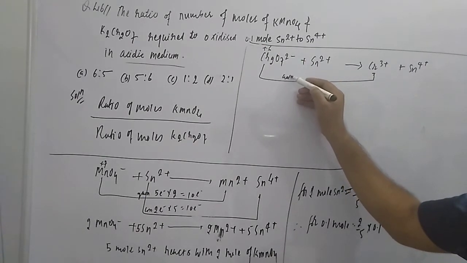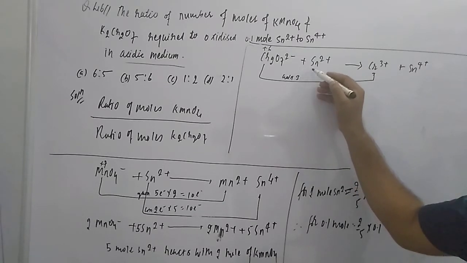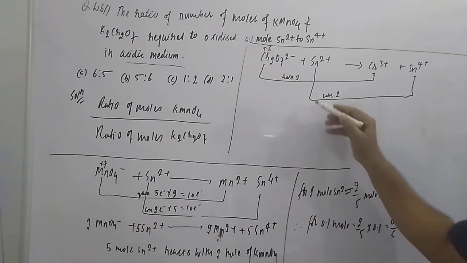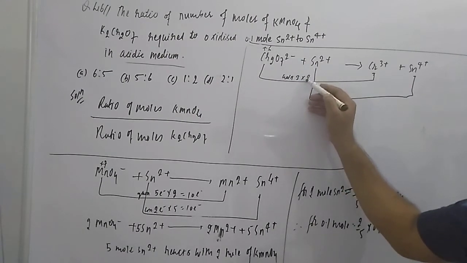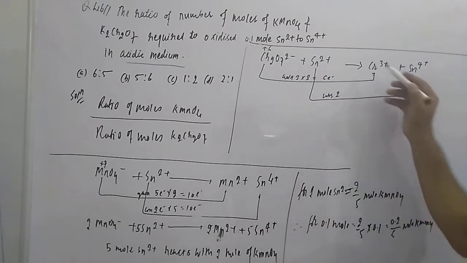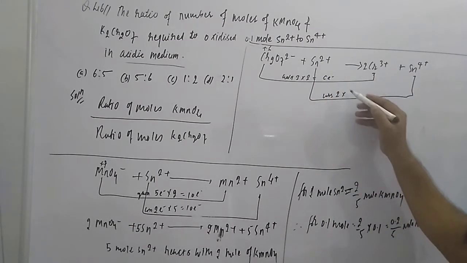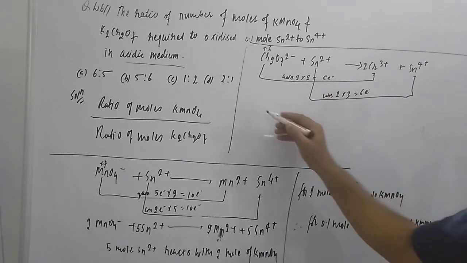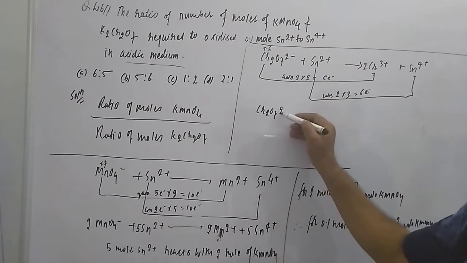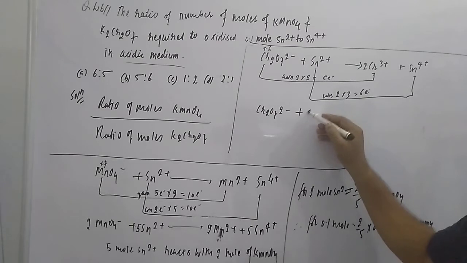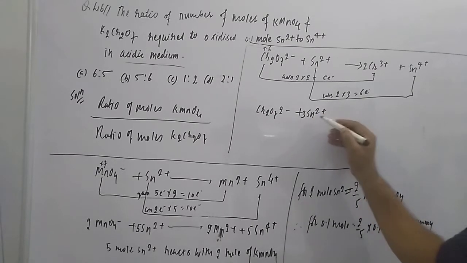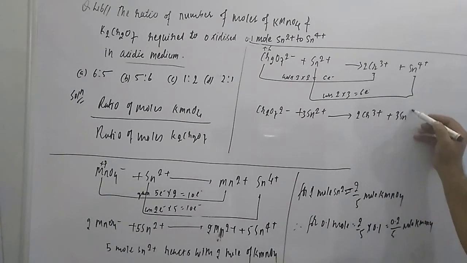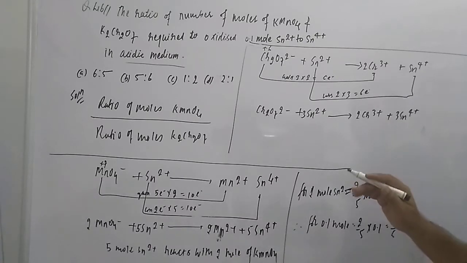That is a gain of 3 electrons per Cr. For Sn, the loss is 2 electrons. But here there are 2 Cr, so multiply by 2, so the gain is 6 electrons. To get 6 electrons on the Sn side, we have to multiply by 3, so the electrons cancel out. So now: Cr2O7 2 minus plus 3 Sn2+ giving rise to 2 Cr3+ plus 3 Sn4+. The other oxygen and hydrogen you balance by yourself, student.